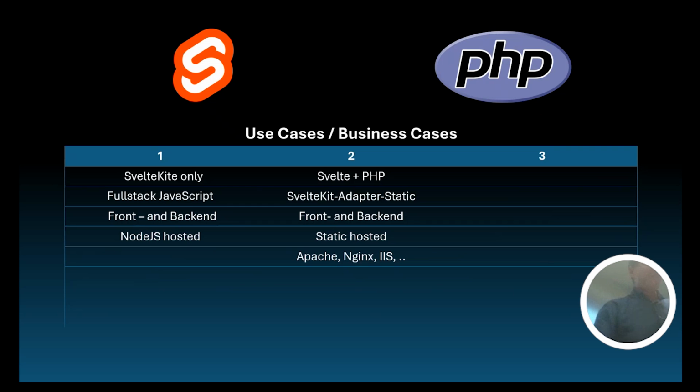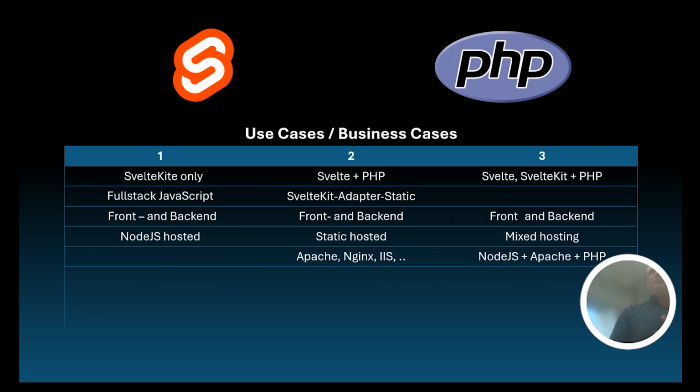And then another project, where I need both. I had a project, and then I got a contact with a web hosting provider who has both Node.js and static web hosting, which I can use now both in kind of a route. I can either go for SvelteKit or PHP.